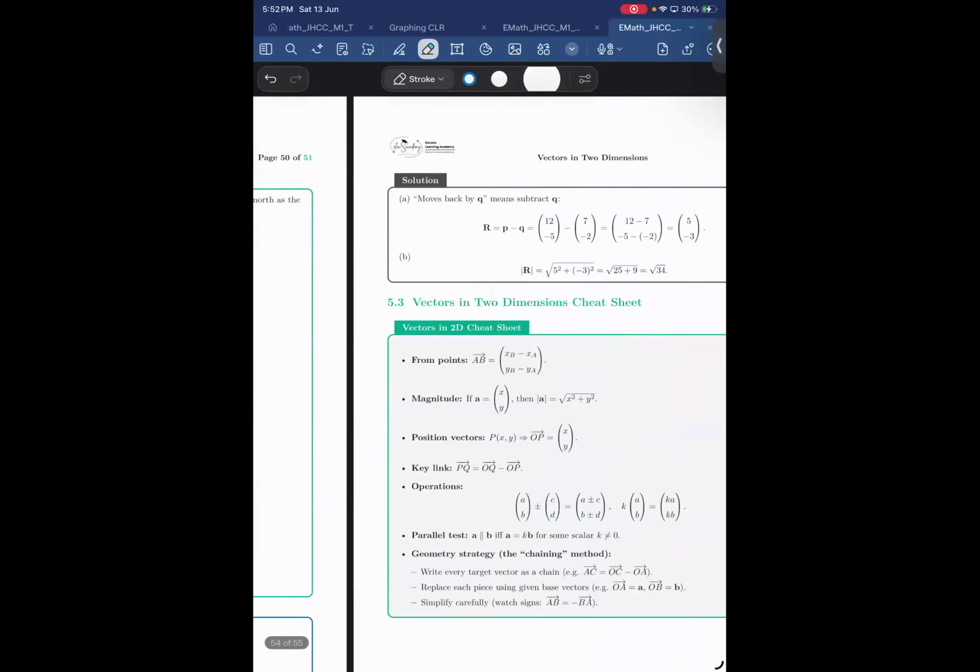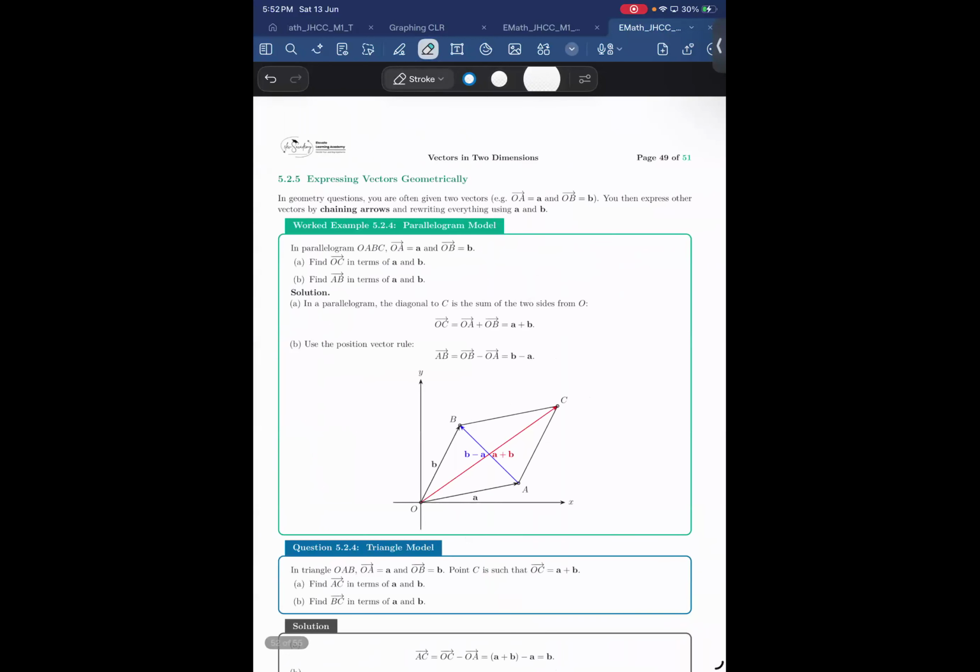Then the last portion, expressing vectors geometrically. So you're usually given two vectors, OA and OB, and then you want to write everything in terms of A and B, the two vectors that you originally have. You don't want to work with C, D, all that stuff usually. If you're given A and B, you usually can express everything in terms of A and B.